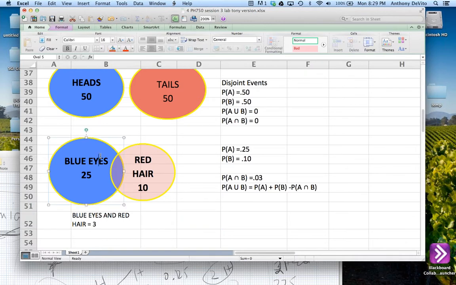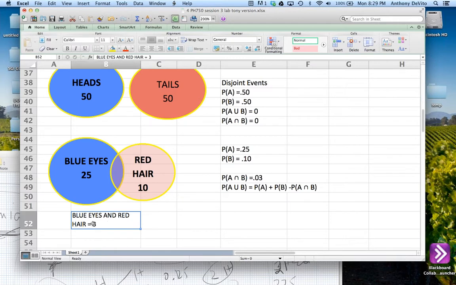Probability of having blue eyes in a population is 25%. Probability of having red hair in that population is 10%. I put these numbers down here as 25 and 10 because you can almost look at this as maybe 25 people out of 100 or 10 people out of 100. Let's say I told you that out of those 100 people, or 100% of the population, three of them have both blue eyes and red hair.